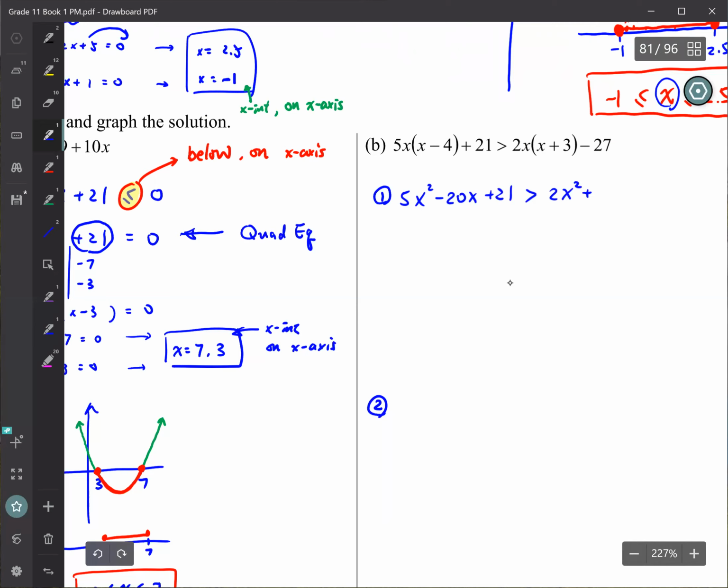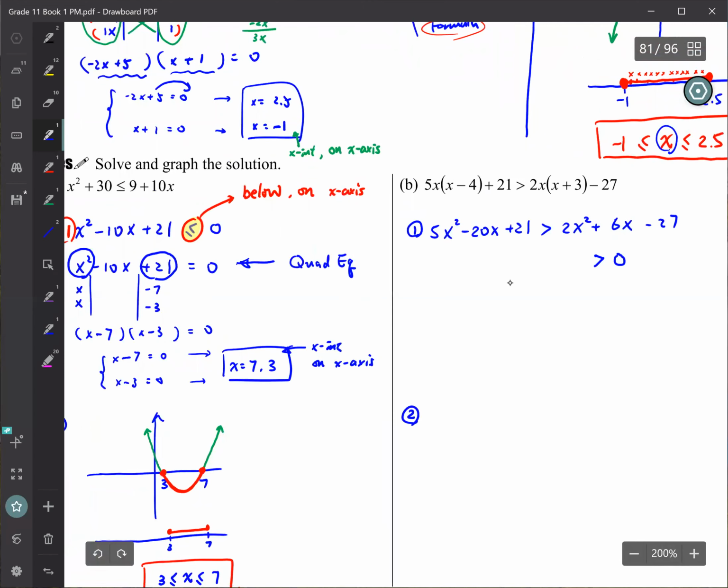When you're moving things around, you don't need to flip inequality. So if you move everything to one side, let's say we move it to the left side, it'll still be greater than 0, okay? Please raise your hand if you got the x-intercepts. If it's not factorable, then use quadratic formula, okay? If it's factorable, just factor it and find the roots.